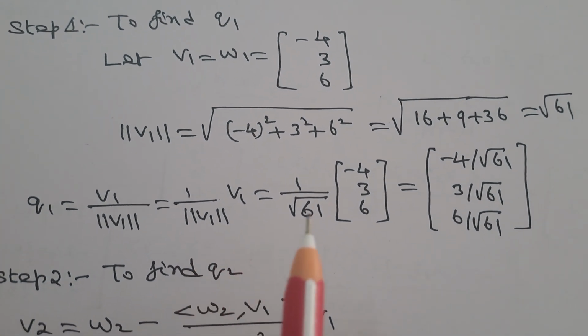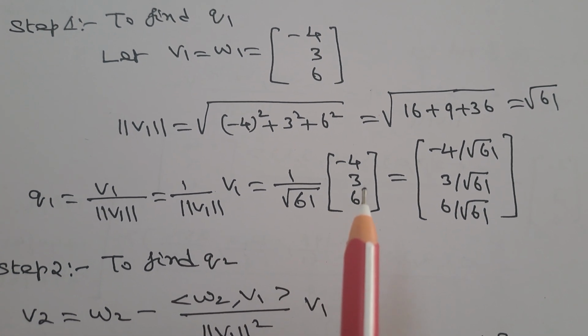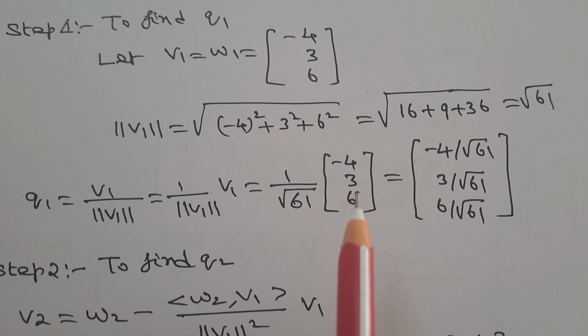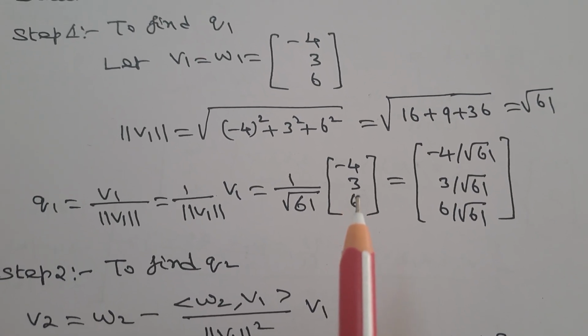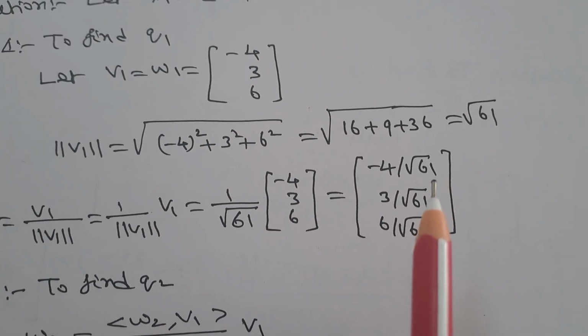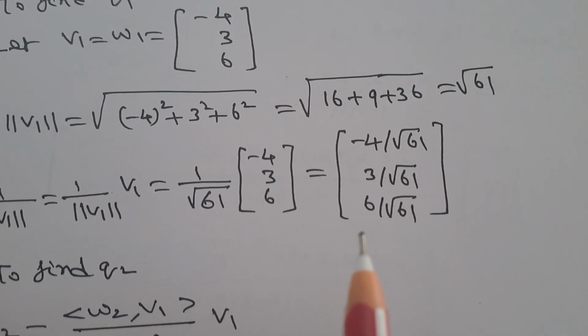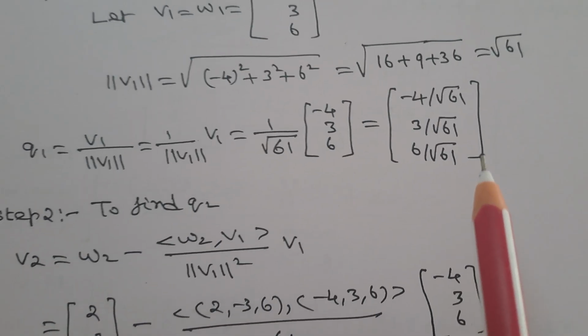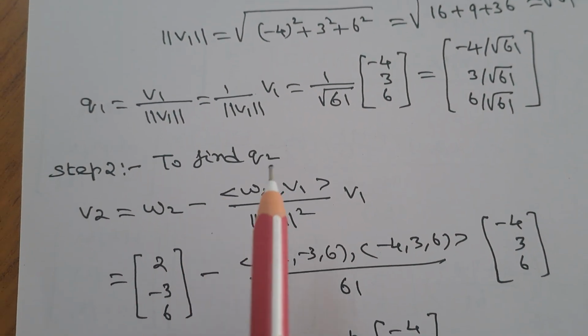Q1 equals V1 by the norm of V1, that is 1 by root 61 into V1, which is the first column (-4, 3, 6). So Q1 equals (-4 by root 61, 3 by root 61, 6 by root 61). Step 2, to find Q2.